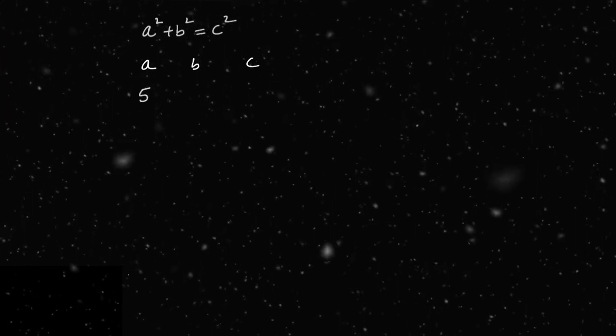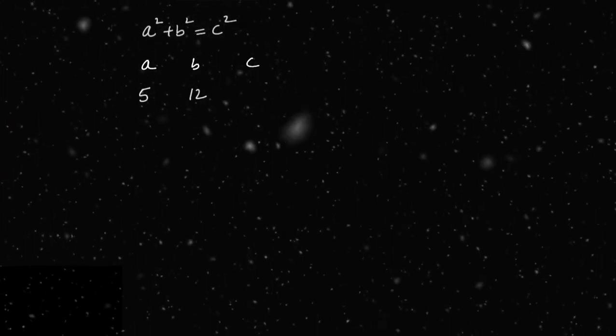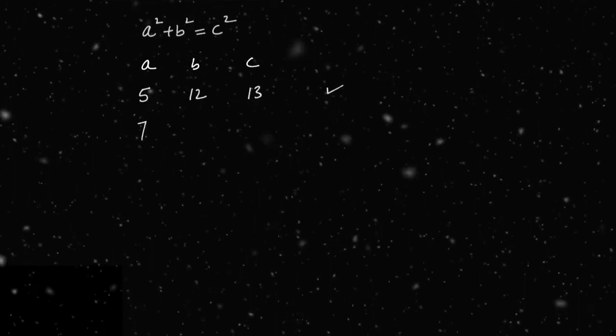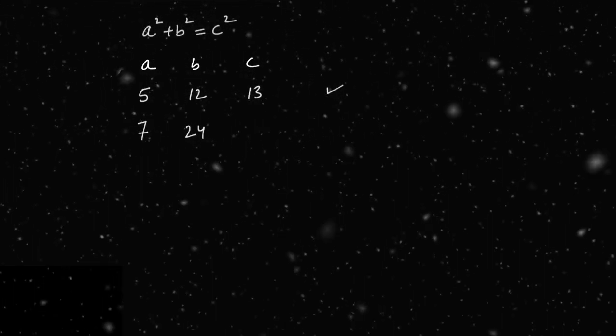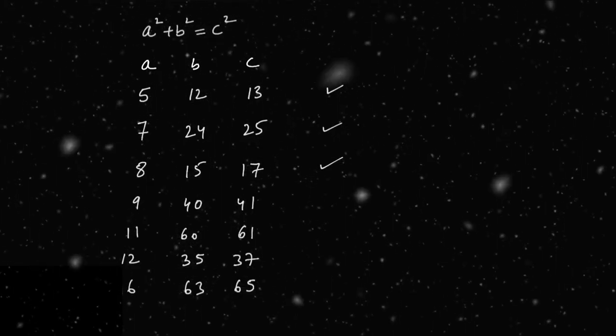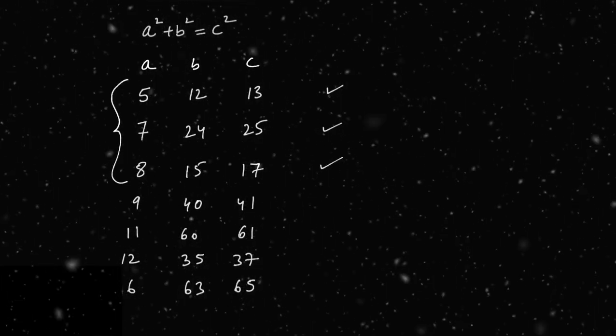So as we know, the formula is A square plus B square equals C square. This is Pythagoras theorem. So there are numbers which can satisfy this equation. Let's write it as A, B, C. If we take A as 5, B as 12 and C as 13, then this triplet will satisfy the equation. A as 7, B as 24 and C as 25 will also satisfy. And these are more triplets.